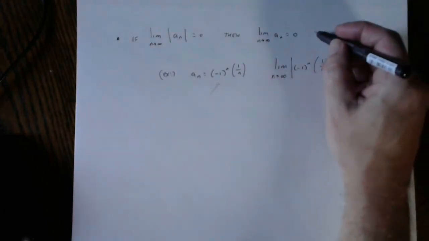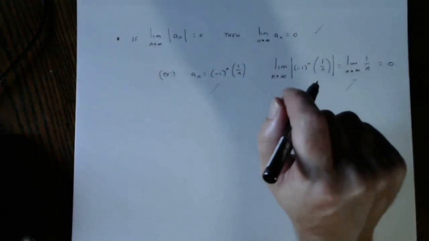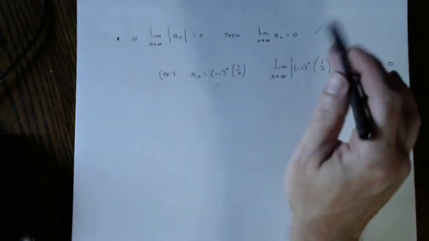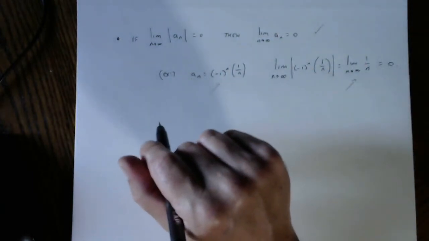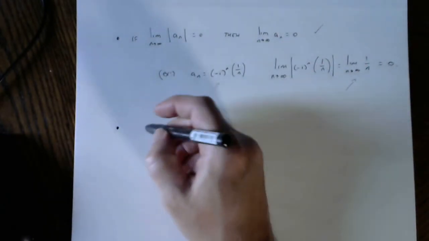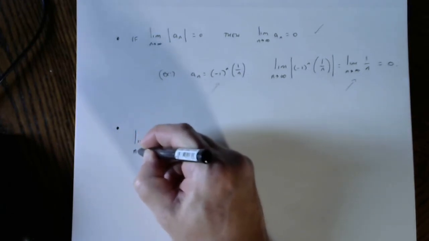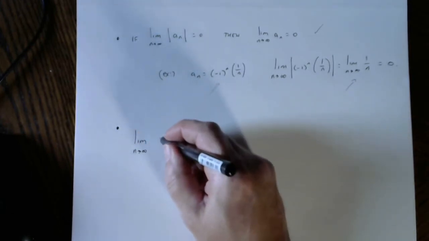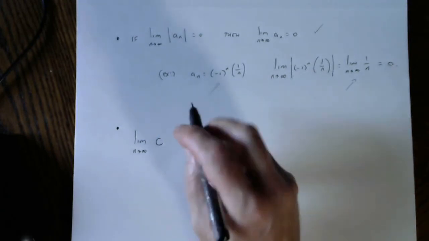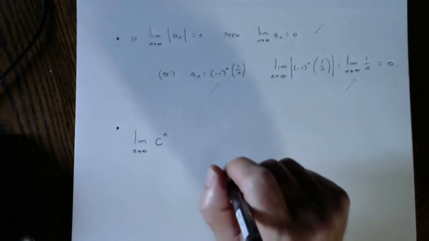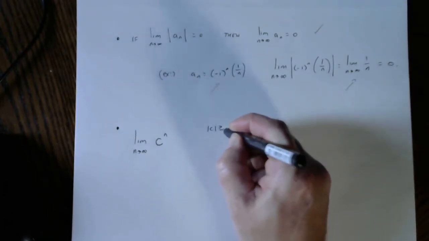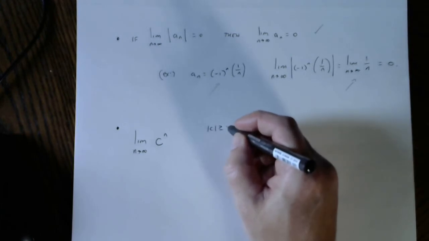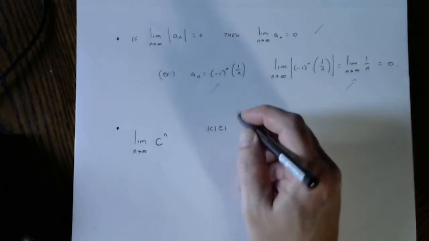Keep in mind one important thing about this theorem. This is only for limits that go to 0. So if this had gone to 2 or whatever, none of this would apply. Also, if I have the limit of some number, I'm going to call it C, a constant, to the nth power, if C is greater than or equal to 1.